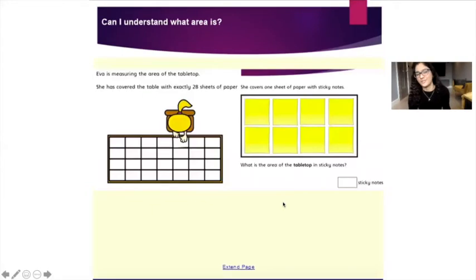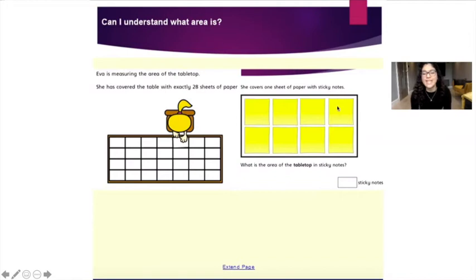Let's try a question together. Eva is measuring the area of the tabletop. She has covered the table with exactly 28 sheets of paper, and she covers one sheet of paper with sticky notes. So here is the 28 sheets of paper that is covering the table, and here is the sheet of paper with the sticky notes covered. What is the area of the tabletop in sticky notes? So just to remind you of what table we are talking about, this table over here. So the area of the tabletop. What is the area of the tabletop in sticky notes?